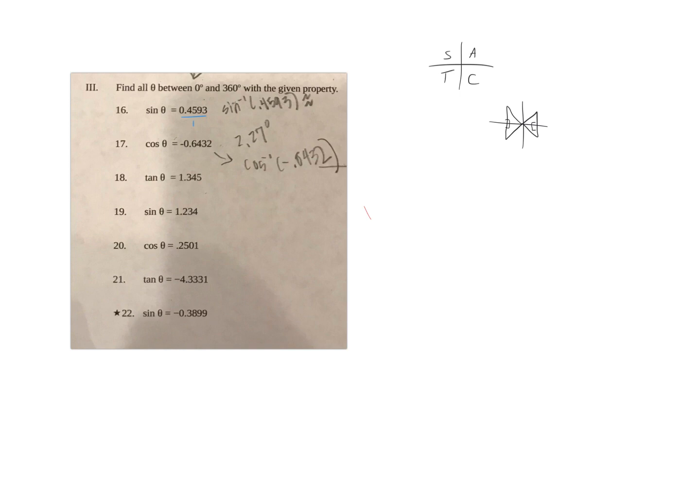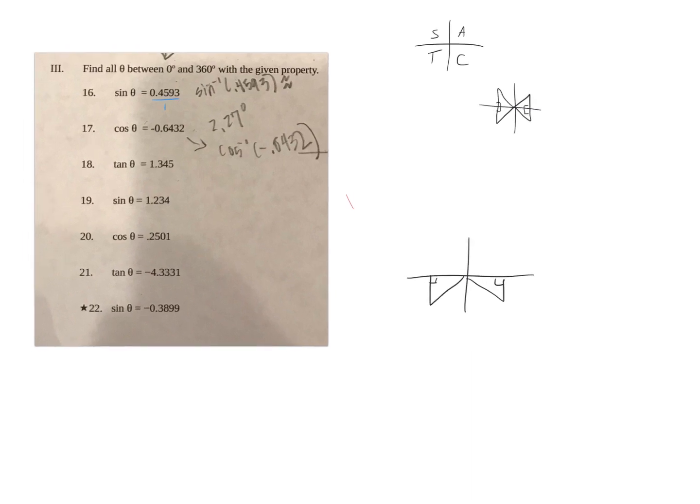Okay, now we're looking at sine of theta equals negative whatever, and we know that sine is negative in this quadrant and this quadrant. How do I know that? Because all trig functions are positive here, sine is positive here, and therefore we're looking at quadrant 3 and quadrant 4. So we're going to go ahead and draw our triangles there, and let's go ahead and get to it.